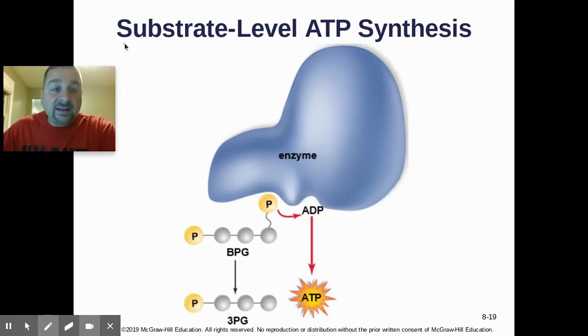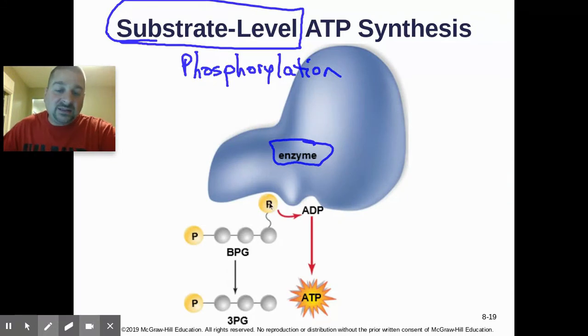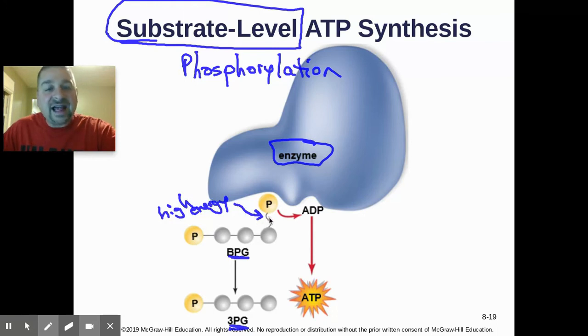The last slide here is just showing substrate-level ATP synthesis, or substrate-level phosphorylation. You've got an enzyme that's going to, so here's one, for example, when we went from BPG to 3PG, we made an ATP. How does that happen? Well, it takes this phosphate right here. This is this high energy bond right there. And it removes the phosphorus in that high energy bond.